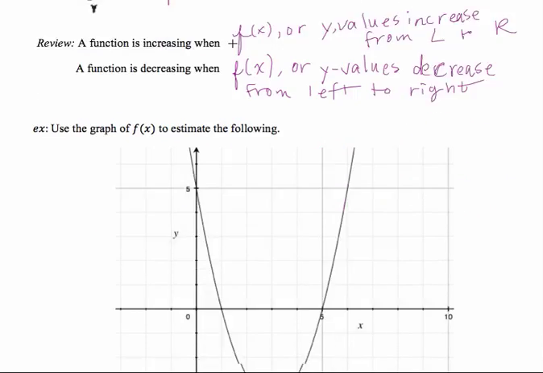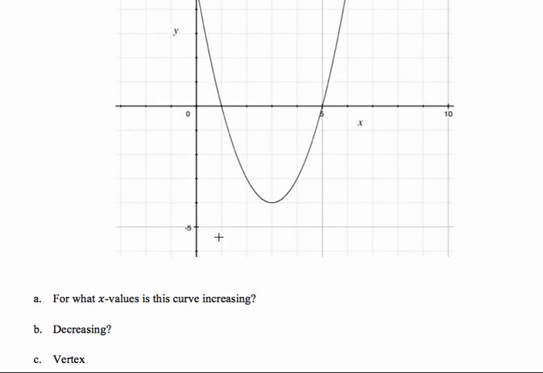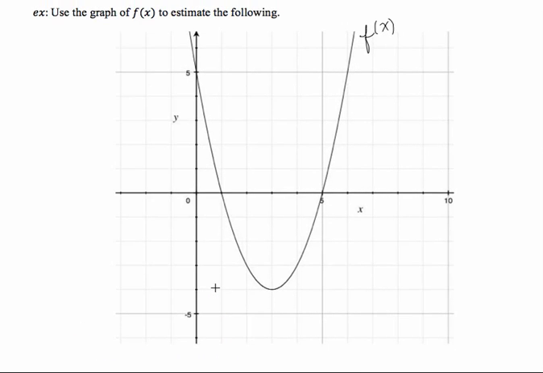Okay, so let's practice finding some of these given a graph of a quadratic. So here's a quadratic function, and I'm going to call it f of x. On your page, you'll be able to see the graph and all the questions at once. I'm going to have to scroll back and forth, though. So for what values is this curve increasing? I mean, where is it going up?